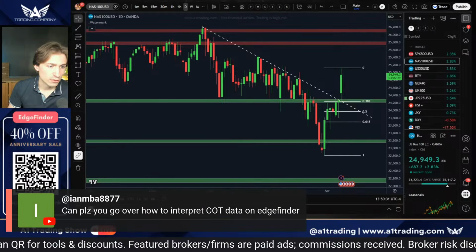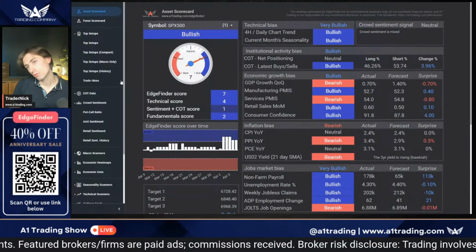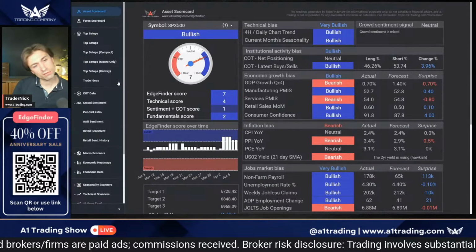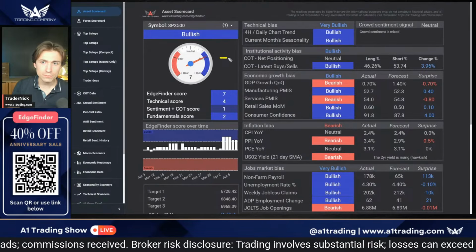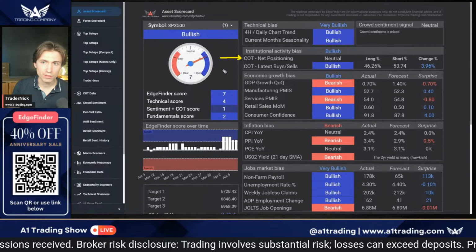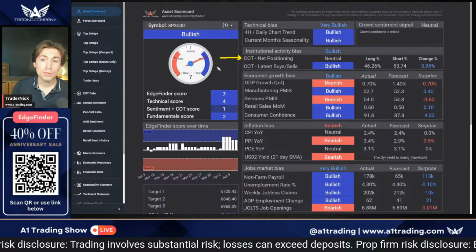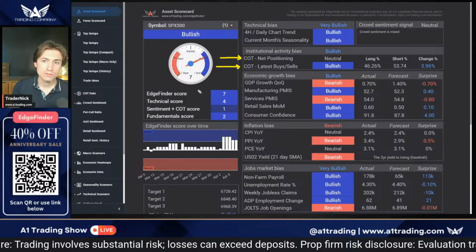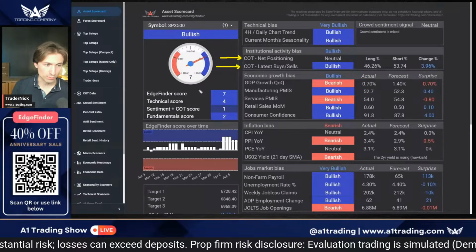Can you please go over how you interpret COT data on the Edgefinder? Yeah, let's do it. So in terms of how the Edgefinder interprets it, the scoring within Edgefinder, we look at the net positioning of the COT data, which is more of a longer term indicator. And we also look at the latest buys and sells on a weekly basis within our scoring matrix. Okay.